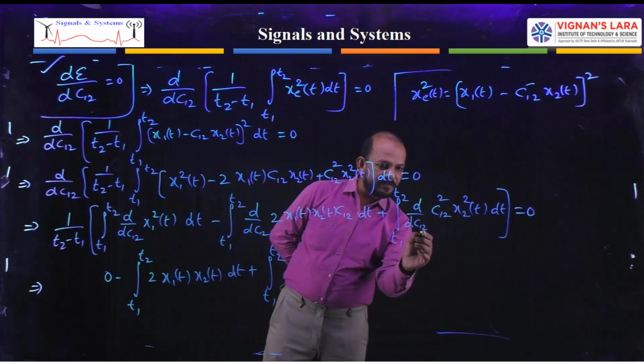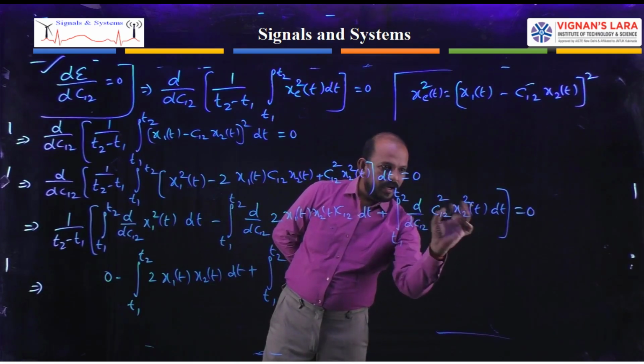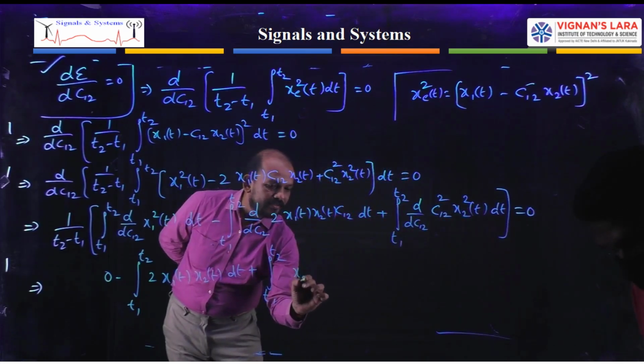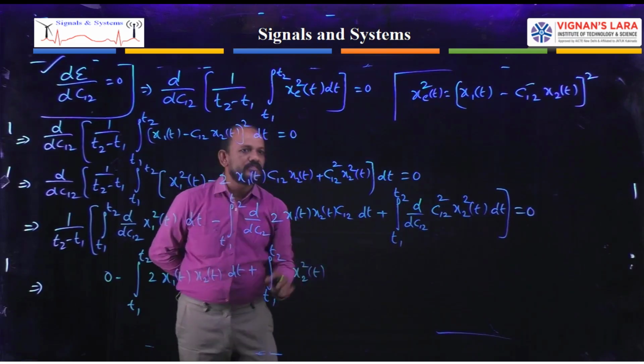of this term with respect to c12. So this is the square term. I have to write the constant as it is. So constant as it is. So I have to write x2 square of t. I have written the constant as it is.